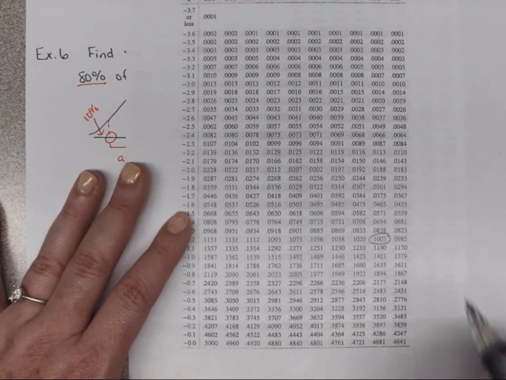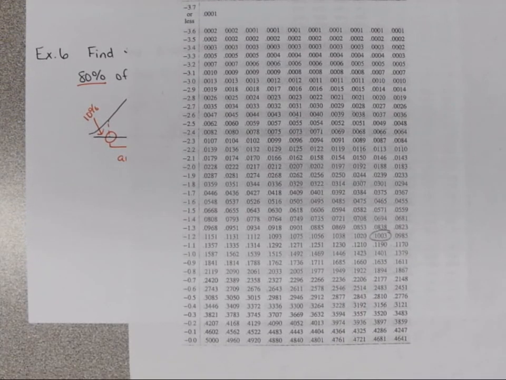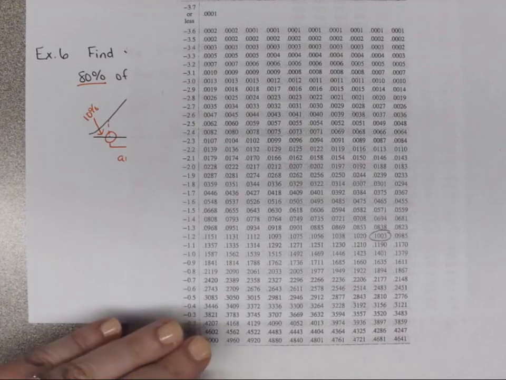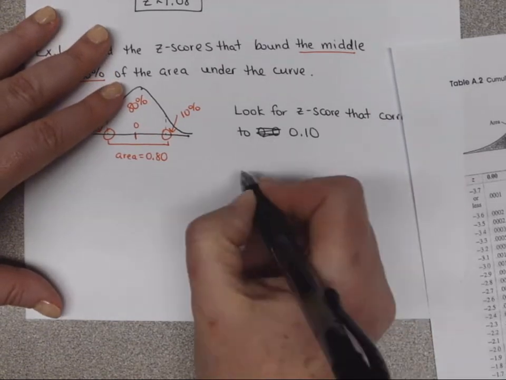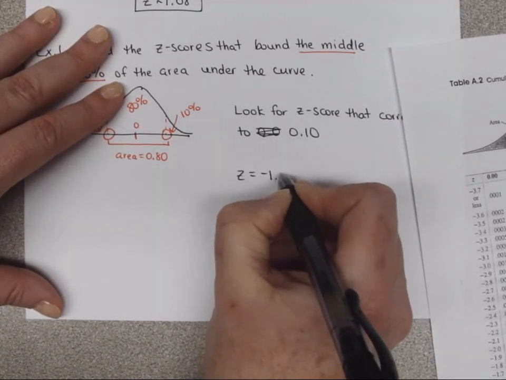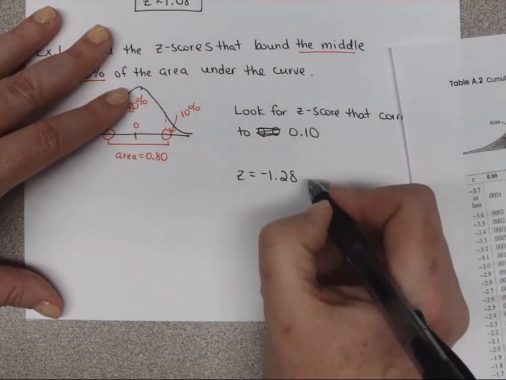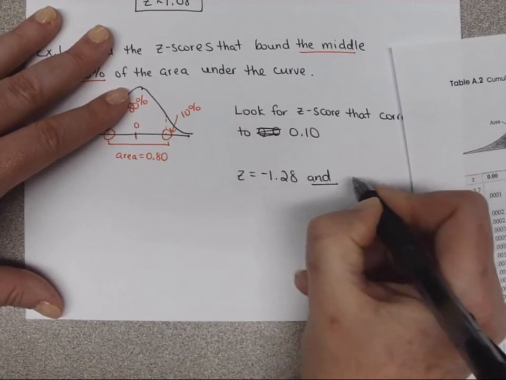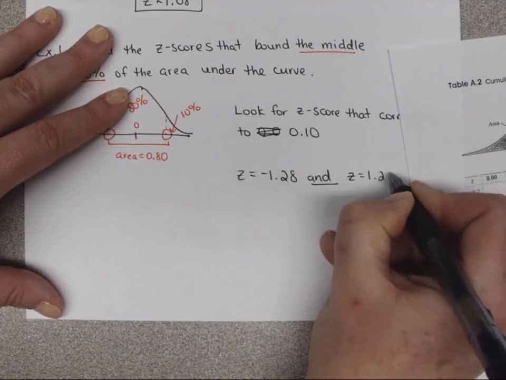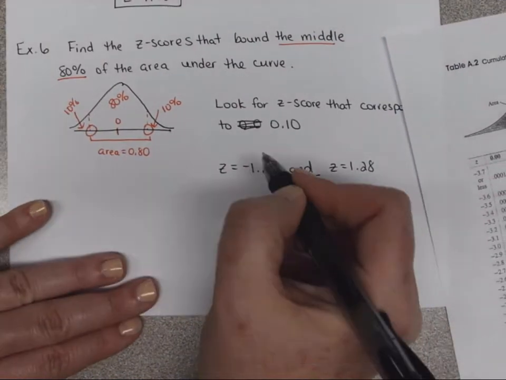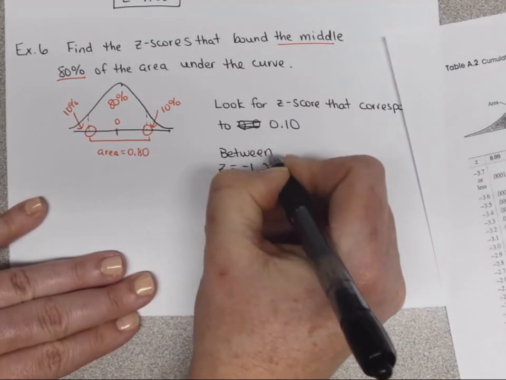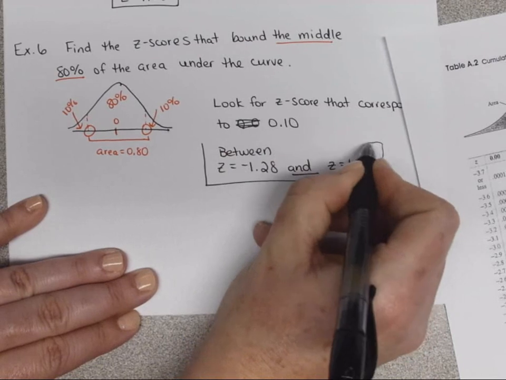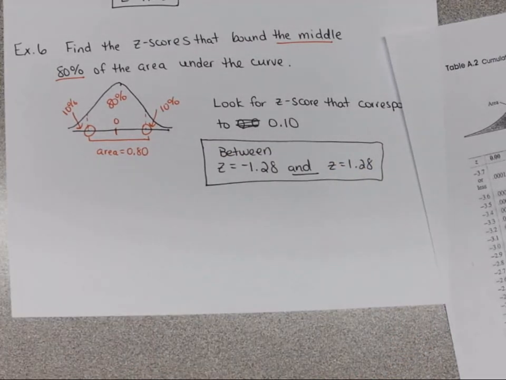This one's the closest. So again, you can circle it as long as you can erase it once you're done. You don't want to circle it with a pen and then have to reprint your chart. So notice that corresponds to a z-value of negative 1.28. Okay, so then on the other side, it has to be the positive version. So in other words, the values that bound the middle 80% are anything in between these two z-scores.